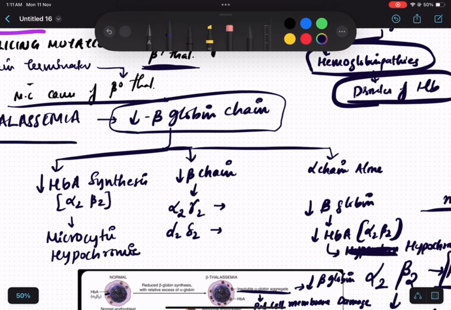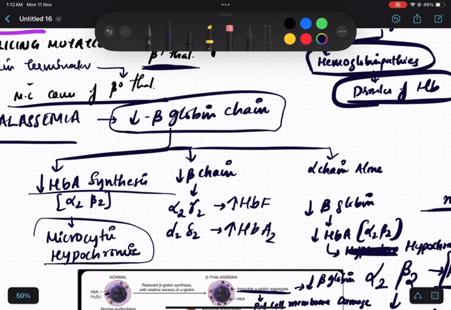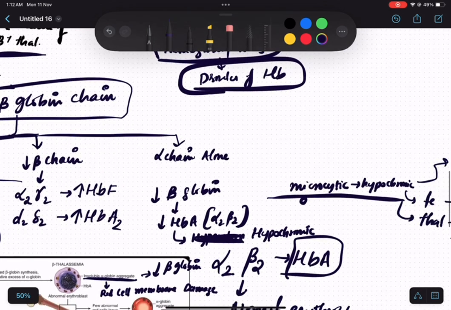So this alpha binds with the gamma 2, which increases fetal hemoglobin, and this alpha binds with the delta 2 to increase HbA2. We can also see there is a decreased HbA synthesis because of the decreased beta globin, which causes a microcytic hypochromic blood picture. And the alpha chain alone forms an insoluble aggregate, causing red cell membrane damage, apoptosis, and ineffective erythropoiesis.